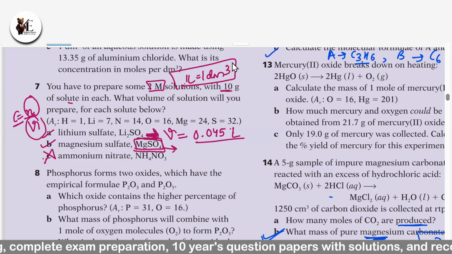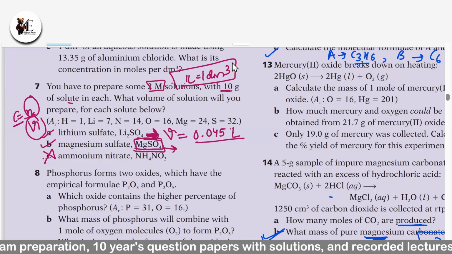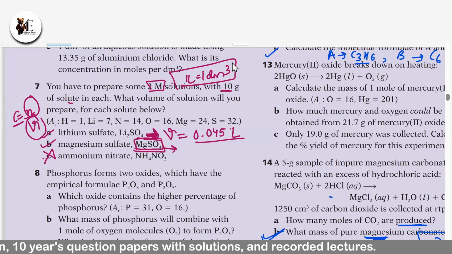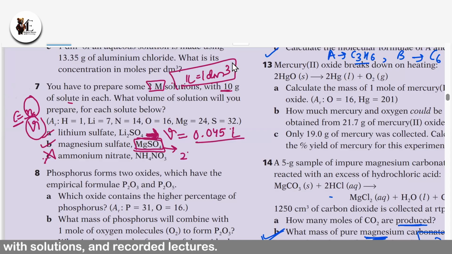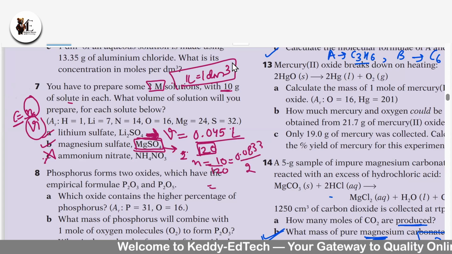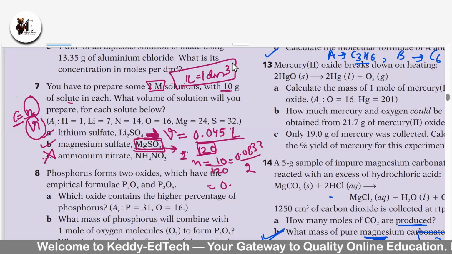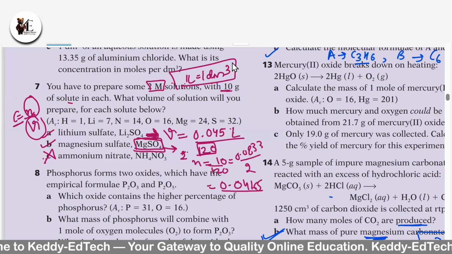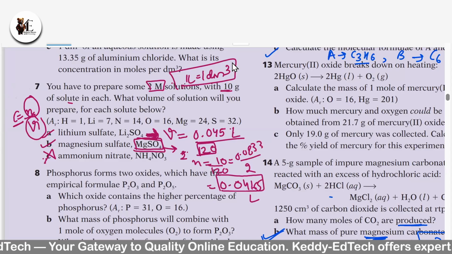Molar mass is 110. No. Magnesium is 24. Oh, magnesium 24, so it's 120. Yes, 120. Then number of moles is equal to given mass upon molar mass, which comes out to be 0.0833, and then you have to divide it by 2. So the answer is coming out as 0.04165. Okay, so correct it. 0.04165 liter or decimeter cube.